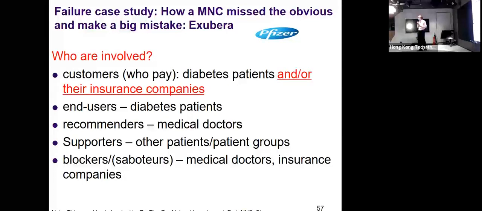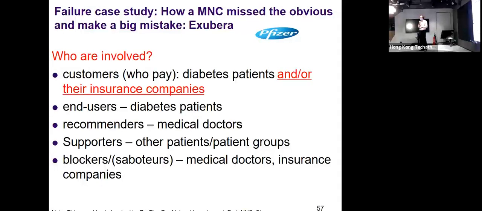The user, of course, is the diabetes patient. Who will recommend the drug? You go to the doctor and say you have diabetes, so the doctor will prescribe either injection or spray. Supporters: you'll get patient groups, other patients that you know, who will say this drug is good, this one is not good, this is convenient, this is not convenient. So supporters, not the blockers or the saboteurs. In this case, the medical doctors are supposed to be supporters and recommenders, but they become the blockers, as well as the insurance companies.